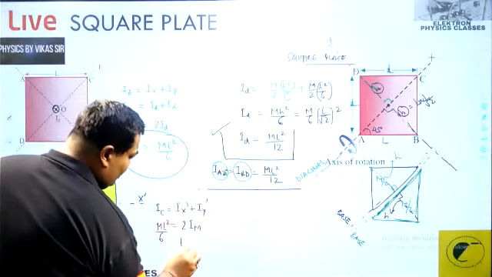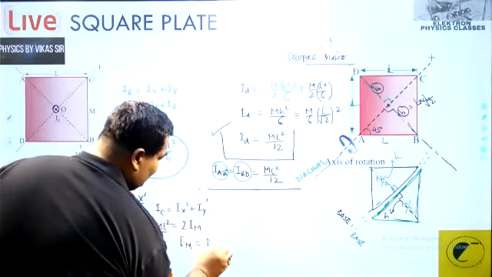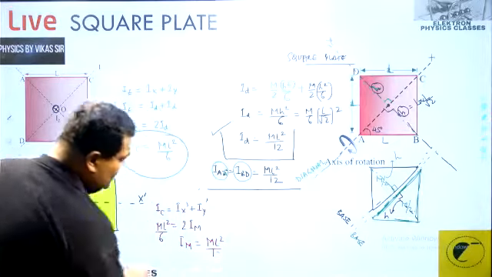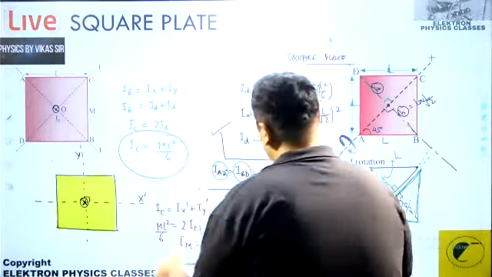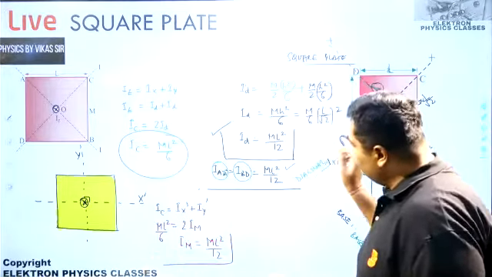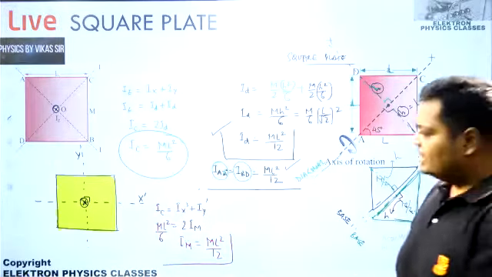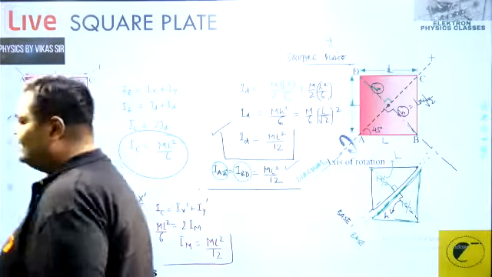So the moment of inertia about a median works out to how much? Ml square upon 12. That is ml square upon 12. That's coming exactly the same as what we calculated for the diagonal. So for the median also, we are getting exactly the same.